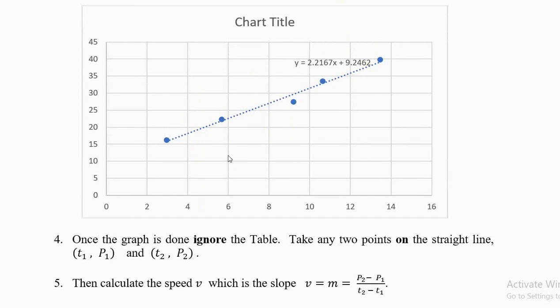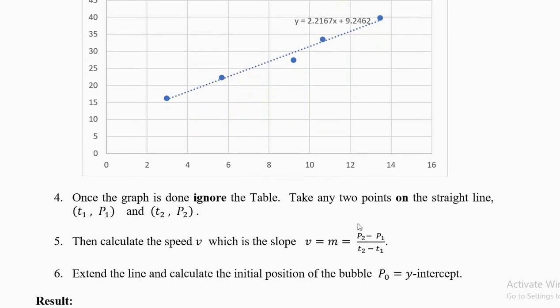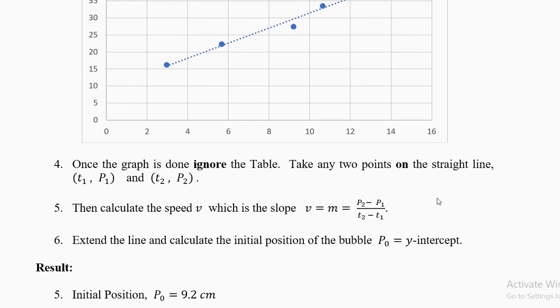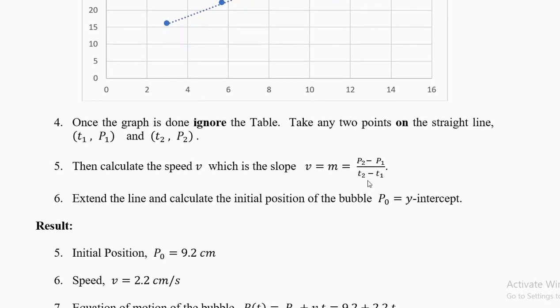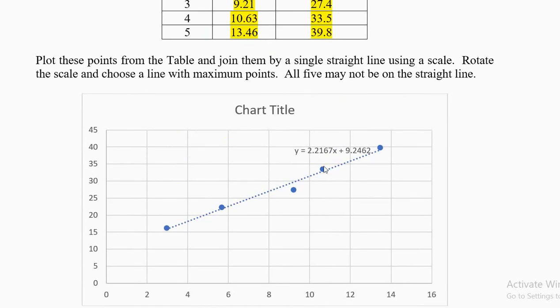Then calculate the slope. After you have drawn the line, look for two corners. Take 2 points: P2 minus P1 divided by T2 minus T1. The slope is y2 minus y1 divided by x2 minus x1. After you get the slope from the line, note it down. That is your speed. The slope is 2.2 here. You can read from the computer graph.